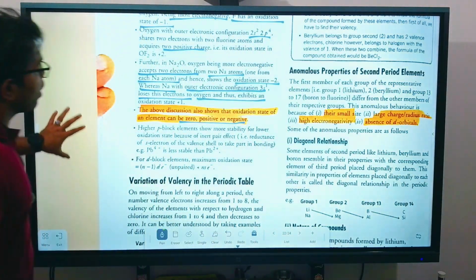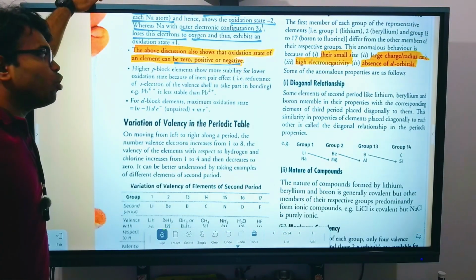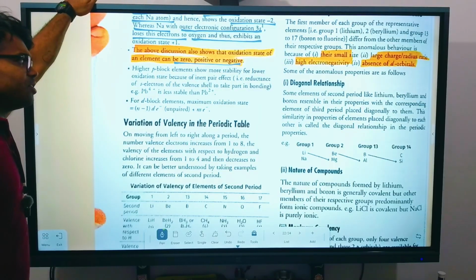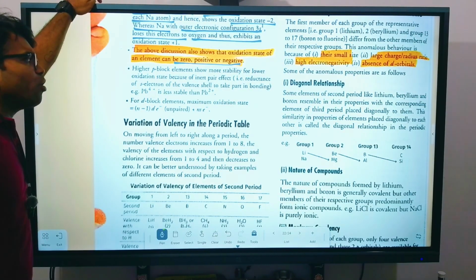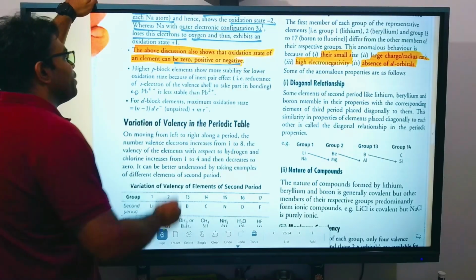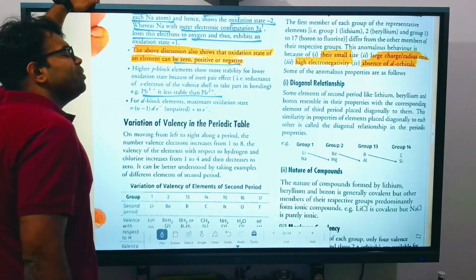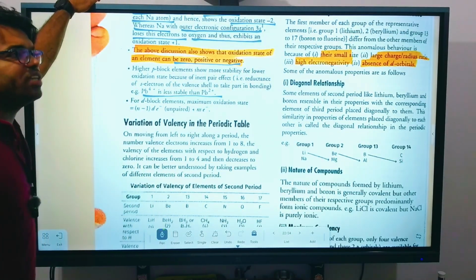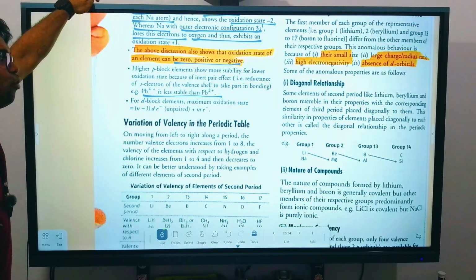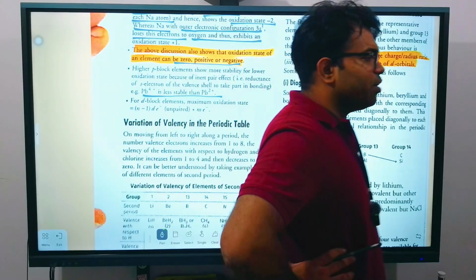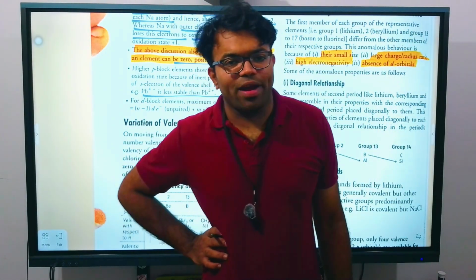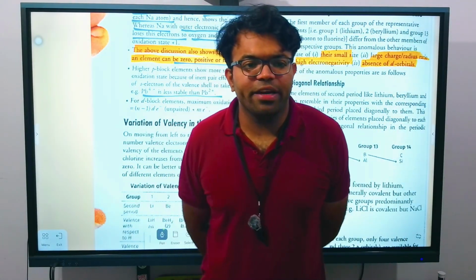Okay, let's move on. However, p block elements show more stability for lower oxidation states because of the inert pair effect, that is, the reluctance of the s orbital of the valence shell to take part in bonding. For example, Pb4+ is less stable than Pb2+. Pb2+ is a more stable ion than Pb4+ because there are some electrons that are so close to the nucleus. We have already learned this in structure of atom, right? There is something known as the penetrating effect.